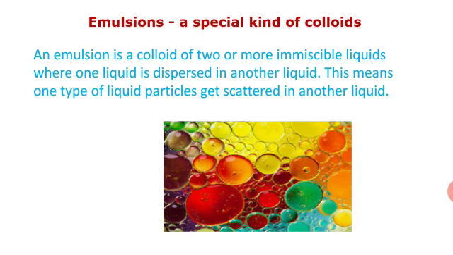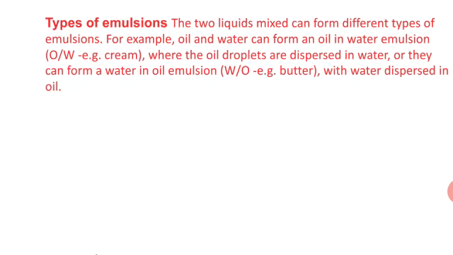For example, curd, oil, paints. Oil is mixed in water, or water is mixed in oil. That means the emulsion. See this picture. This is dispersed in oil. One liquid is dispersed in another liquid.